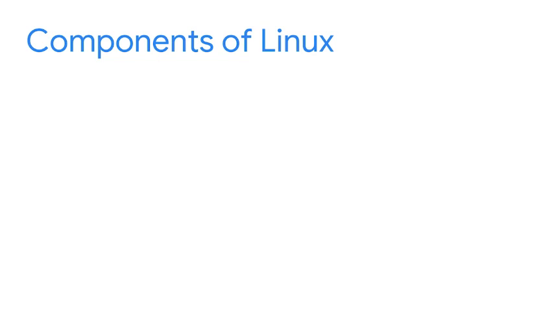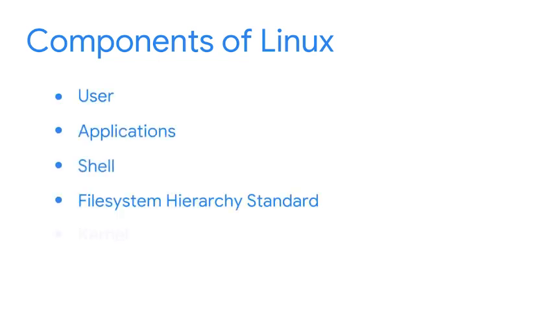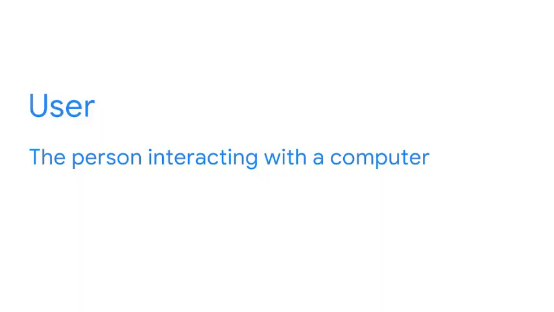The components of Linux include the user, applications, the shell, the file system hierarchy standard, the kernel, and the hardware. Don't worry, we'll go into these components one by one together. First, you're the user. The user is the person interacting with the computer. In Linux, you're the first element to the architecture of the operating system. You're initiating the tasks or commands that the OS is going to execute. Linux is a multi-user system. This means that more than one user can use the system's resources at the same time.